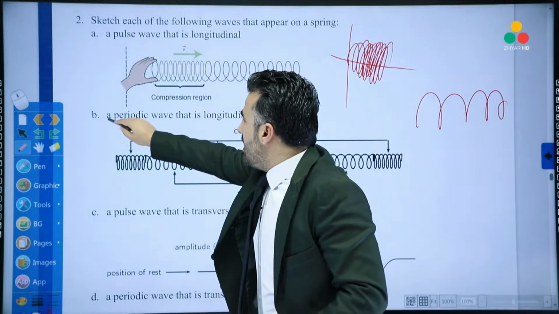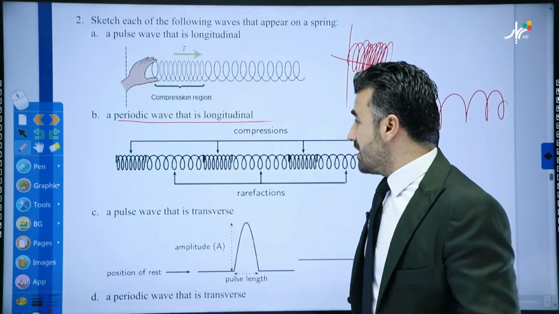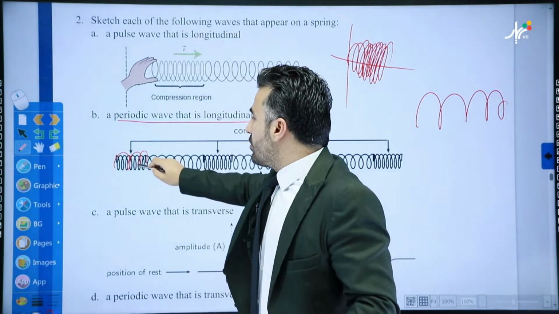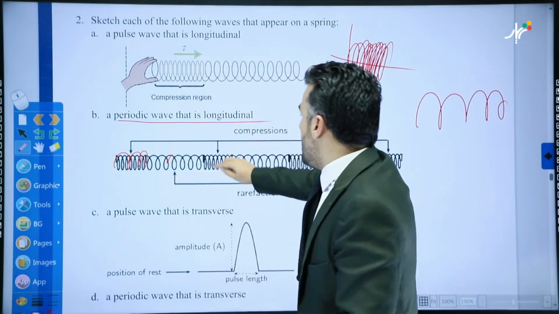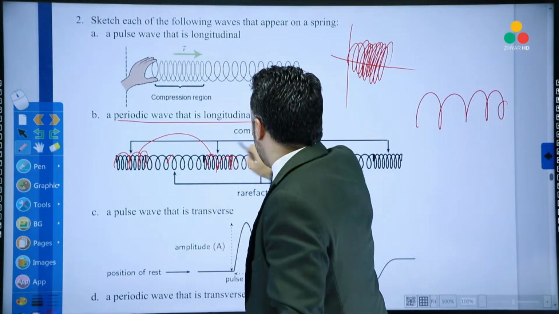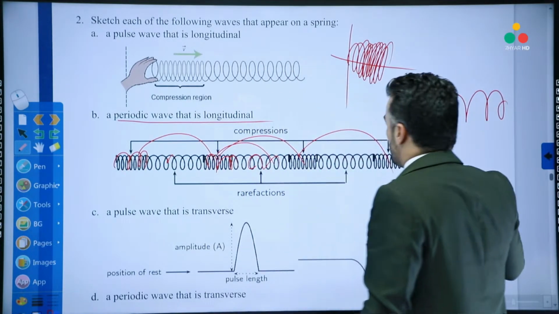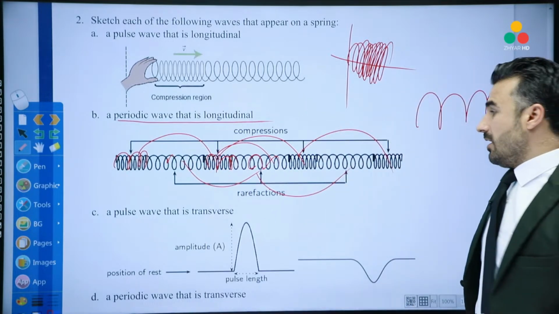Second, it says a periodic wave that is longitudinal. If it is a periodic wave, then we would have compression, rarefaction, and because it is periodic, it is going to repeat another compression, another rarefaction. So you can see that this will always repeat, and these are repeating, so this is basically what is periodic.